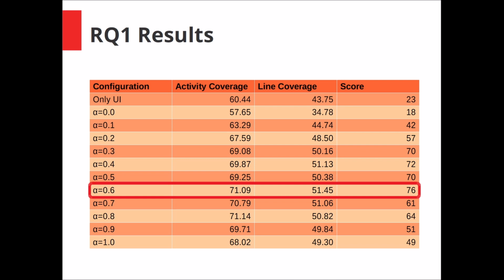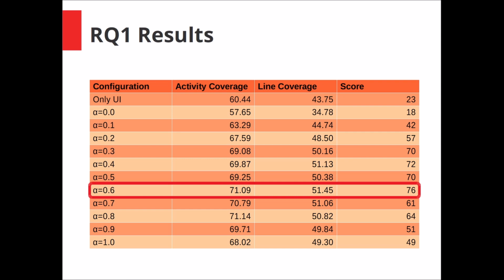Based on this procedure, the configuration using a value of 0.6 for alpha appeared to be the best configuration. It achieved 10% more activity coverage than the configuration using only UI actions, as well as almost 8% higher line coverage. This shows the importance of motif actions.